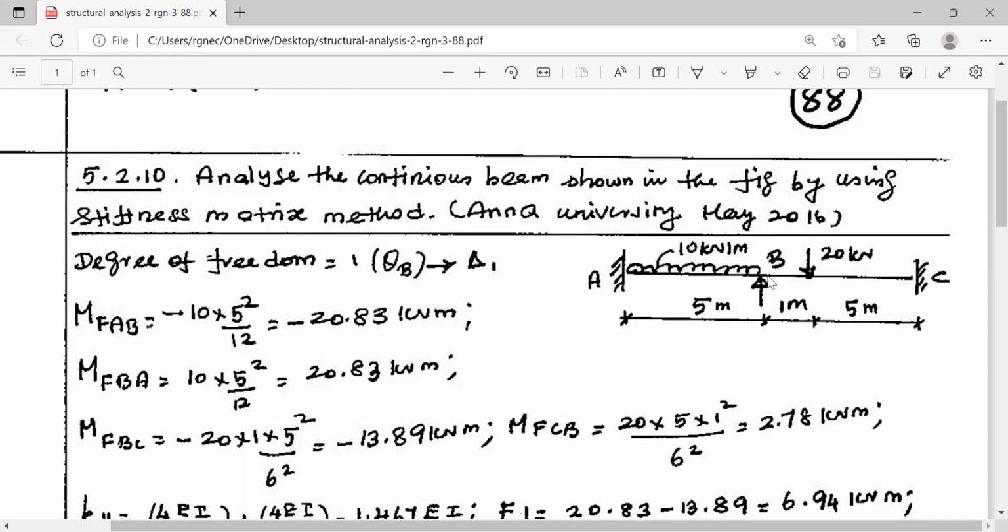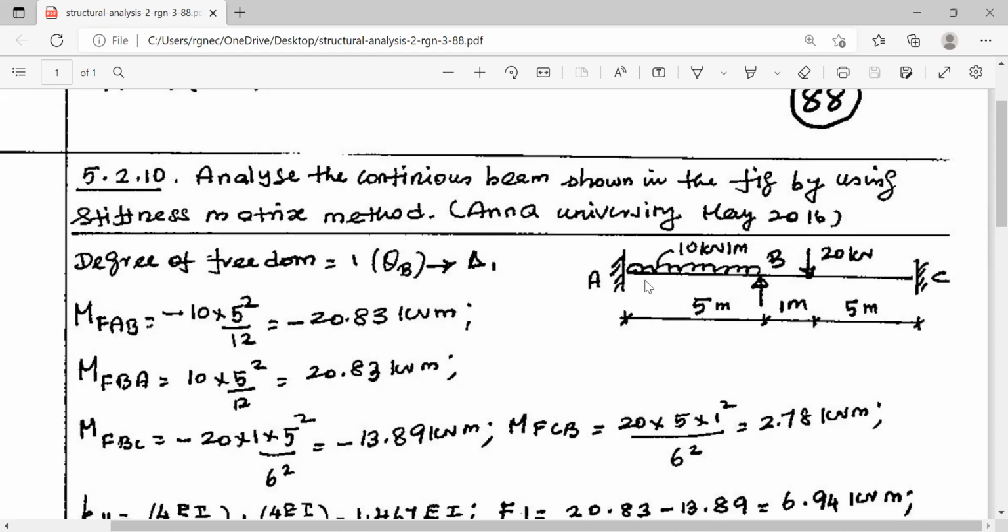Now, we will first calculate the degree of freedom. There is one displacement in the form of rotation, that is theta B at support B. Theta A is 0 because it is a fixed support. Theta C is 0 because it is a fixed support. Theta B exists. That is the only displacement. Therefore, the degree of freedom or kinematic redundancy is equal to 1.